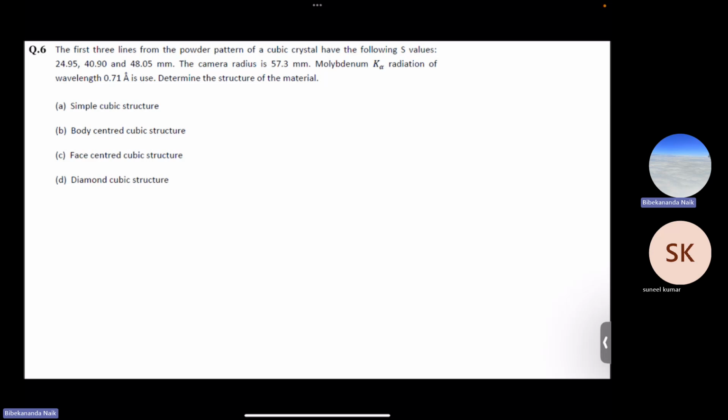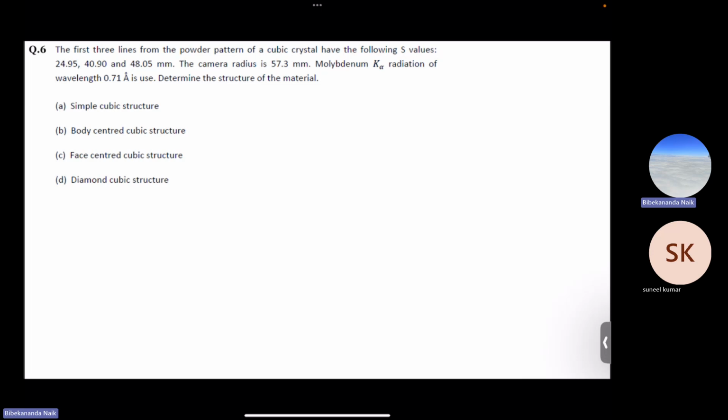The options are option A, simple cubic structure, option B, body centered cubic structure, option C, face centered cubic structure, and option D, diamond cubic structure. So these are the 4 options. This is a bit different type of question because it is based on the powder method of crystal diffraction. So I will give you a few minutes to think about how we will solve this question.